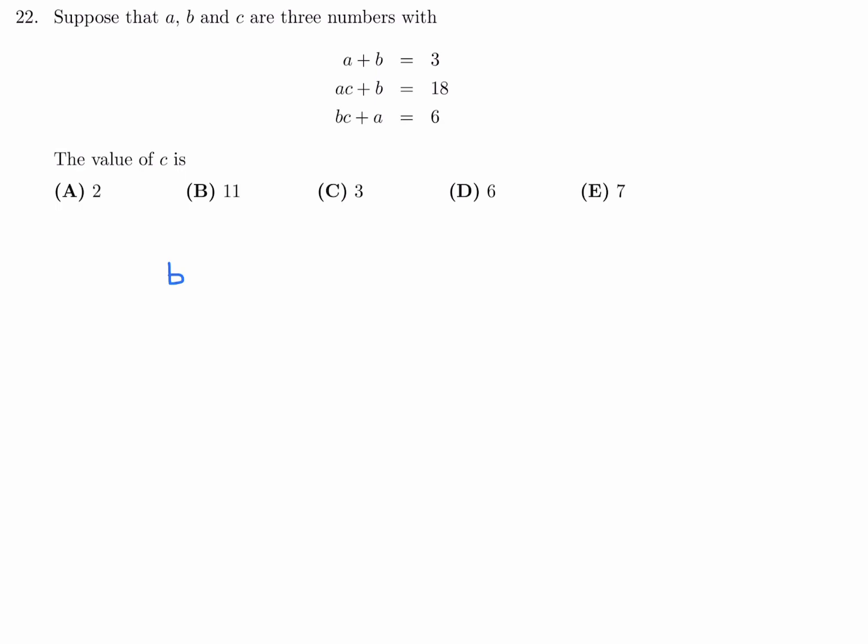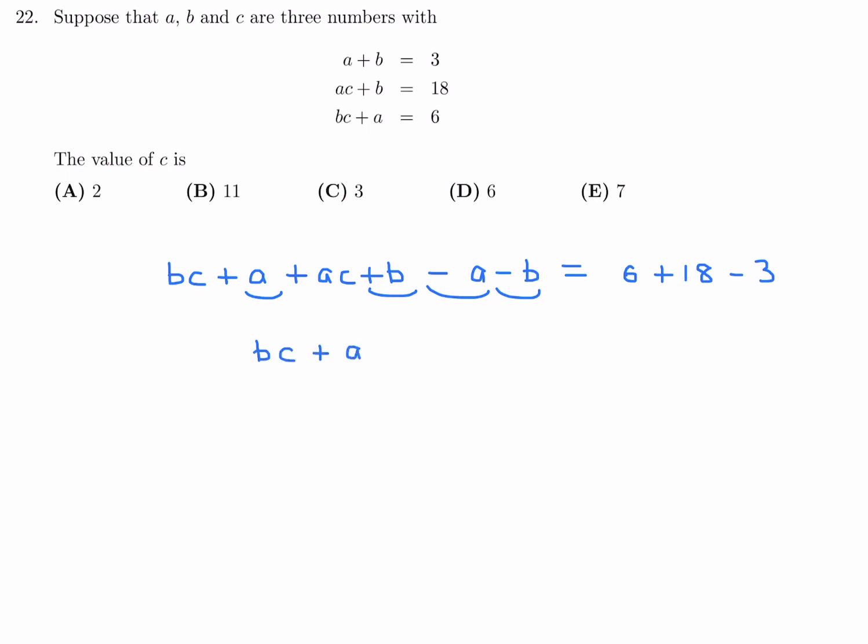So for example, it will be bc plus a plus ac plus b, but then I'll subtract the first guy, so minus a minus b. And then on the right side, that is equivalent to 6 plus 18 minus 3. So when you do this, these a's go and these b's go, and that's what I wanted. So I'm just left with bc plus ac, and on this side, I am left with 21. Now, if you factor out a c, you get c times (a plus b) is equal to 21.